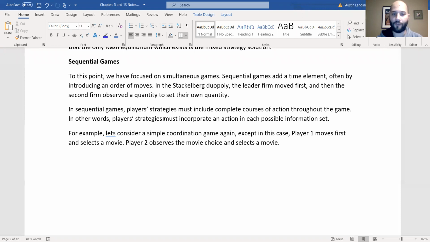So again, in sequential games, you have this sequence of moves, and then you will have players in the game which can see where in the game they are. So in sequential games, players' strategies have to include complete courses of action throughout the game. So basically we're saying the player can see where they are in the game, and they must incorporate an action for each possible place that they are in the game.